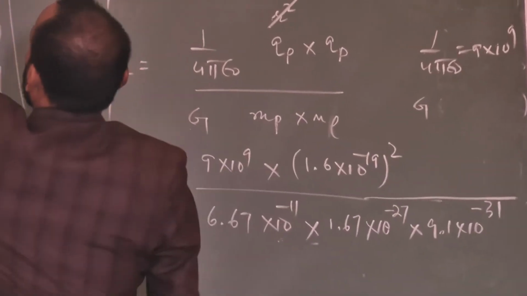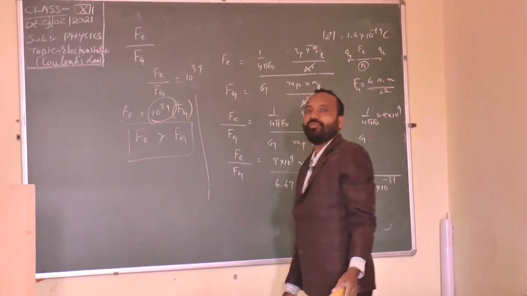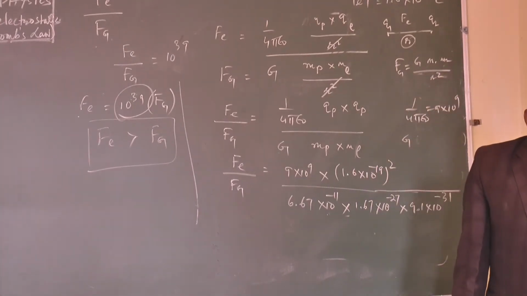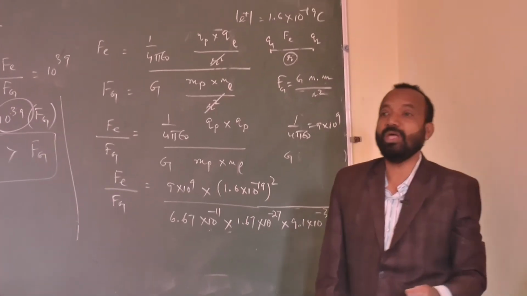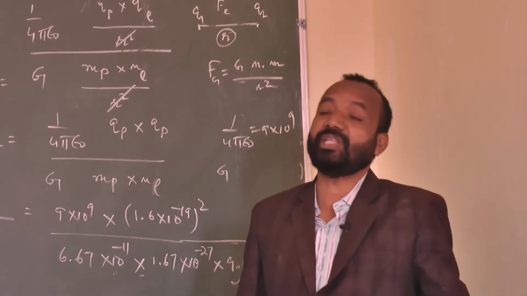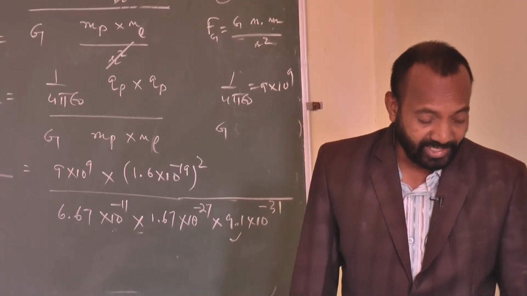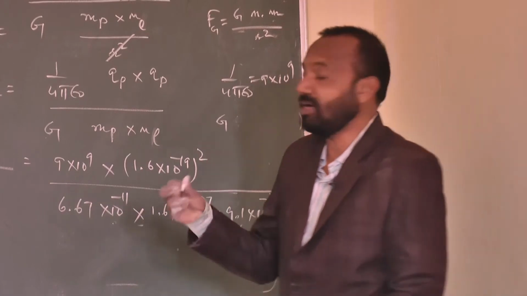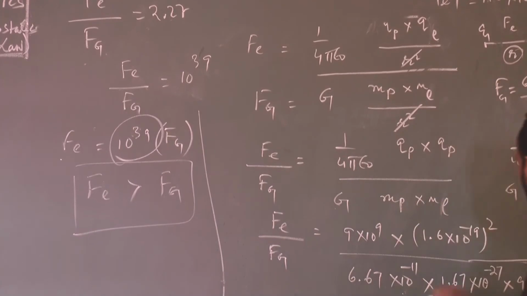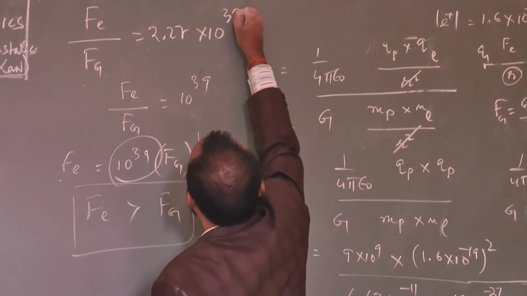Now what happens? I have to think about this ratio of Fe and Fg. If one proton is there and one electron is there, electron mass is not equal to proton mass. What is the difference? Proton mass is 1.67 into 10 to the power minus 27 kg, electron mass is 9.1 into 10 to the power minus 31 kg. So that ratio will not come. After multiplying and cancelling, I will get 2.27 into 10 to the power 39.